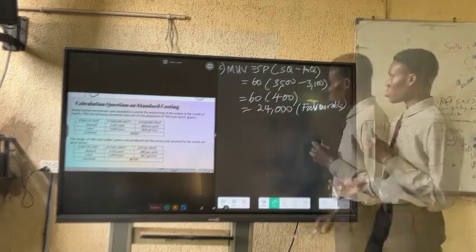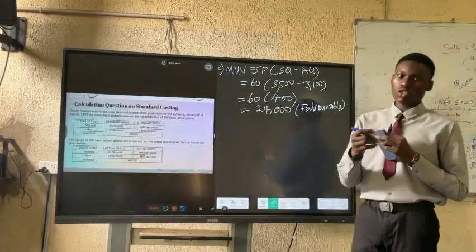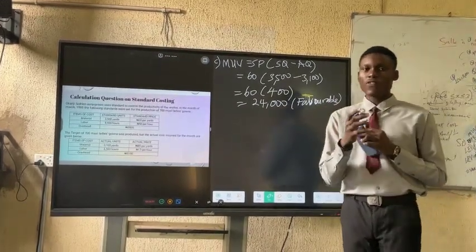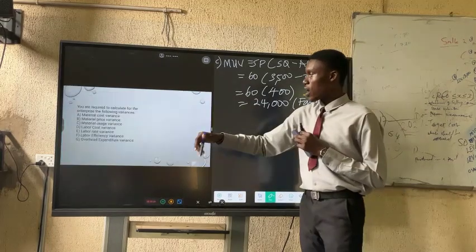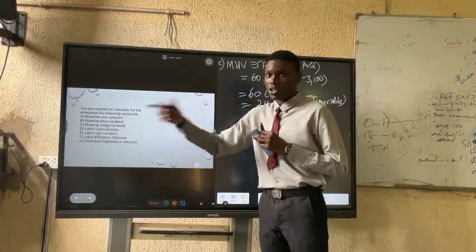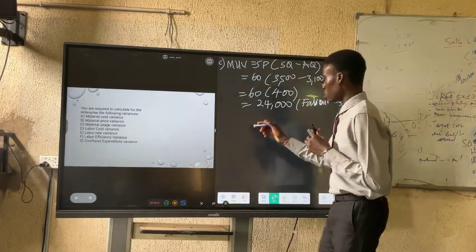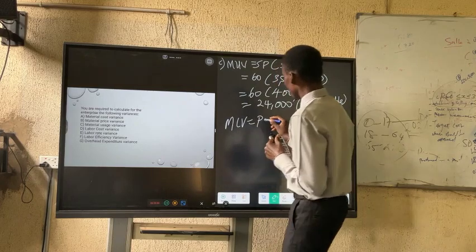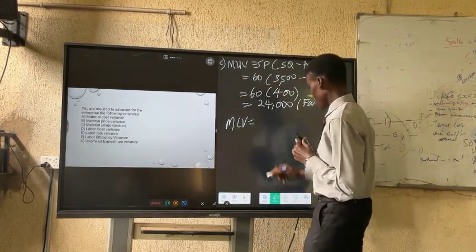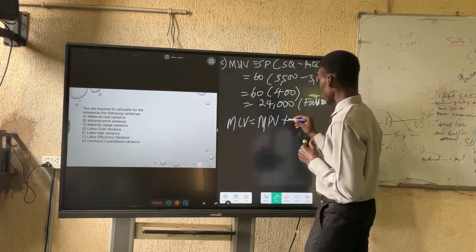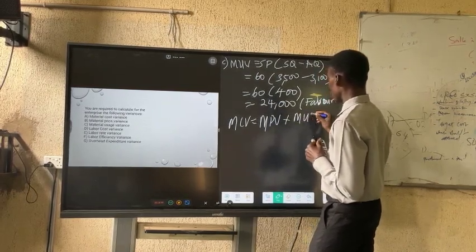You bear witness with me that in the explanation of calculation, I said that another formula for our material cost variance is the addition of material price variance and material usage variance. So now let's see that out. I said that material cost variance is the same thing as material price variance plus material usage variance.